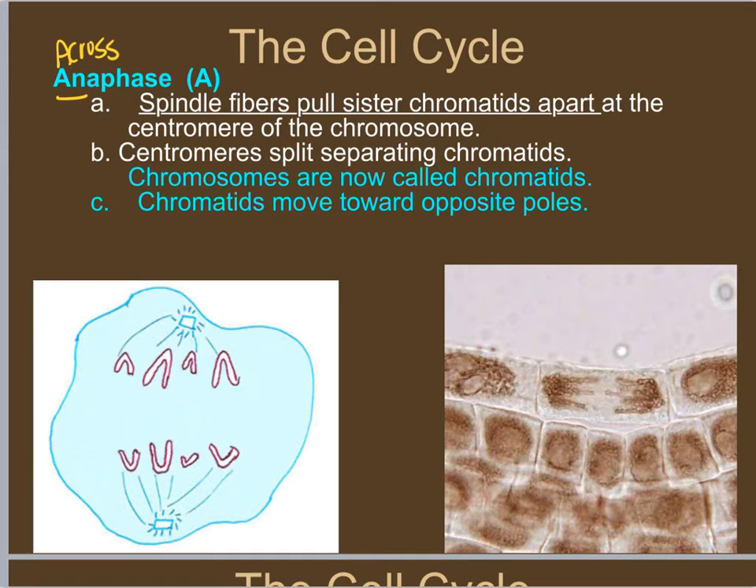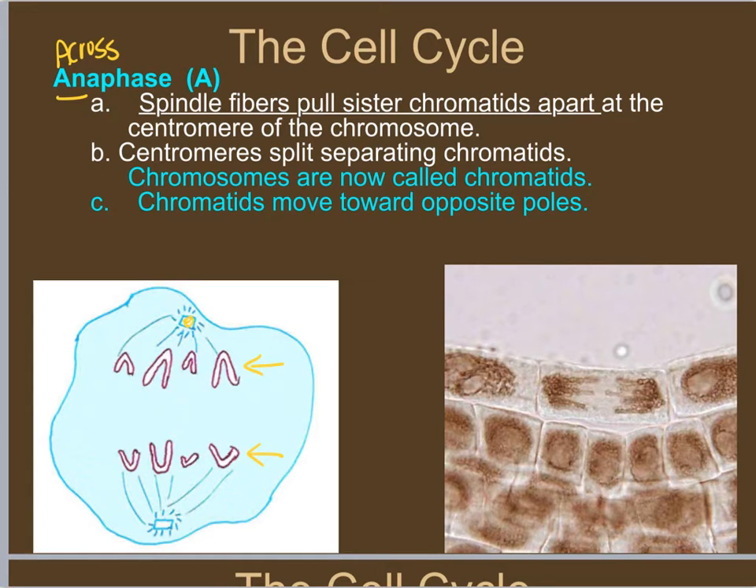So in this phase, the spindle fibers are going to continue to move the chromosomes. But what they actually did was they split them. They're not X's anymore. Now they're V's. If you split an X, you get two V's. So the spindle fibers have pulled the sister chromatids apart of the chromosome. So now they're called chromatids. Okay, and those chromatids are going to move towards opposite ends.